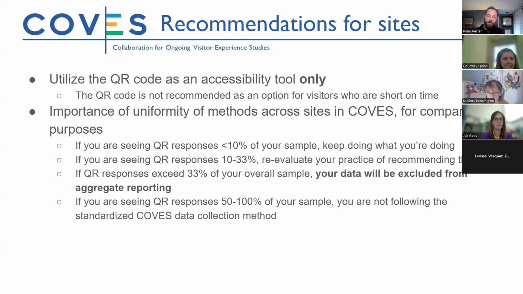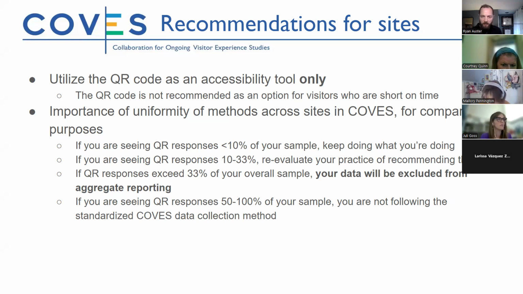If you collect responses that exceed 33% of your overall sample from QR, we will exclude your institution's data from our aggregate reporting because that's the point at which we feel we lose confidence in our standardization. And if you are one of those sites that has anywhere between 50 or 100%, it implies to us that you're not following the COVES standardized data collection method that has been trained with all sites.